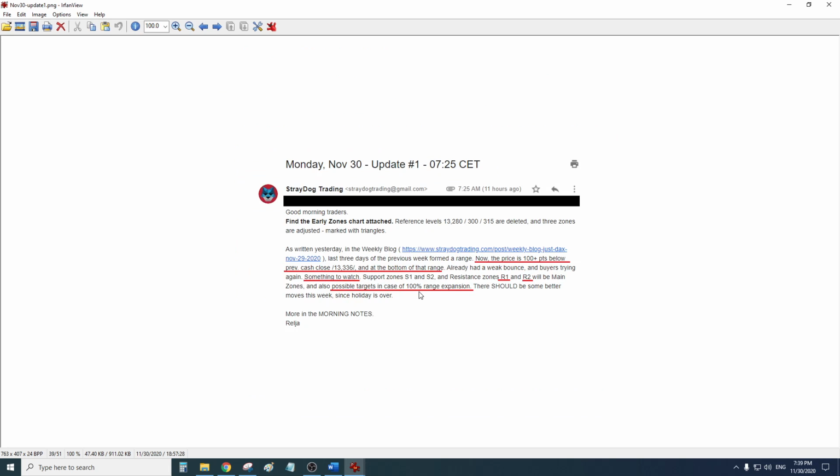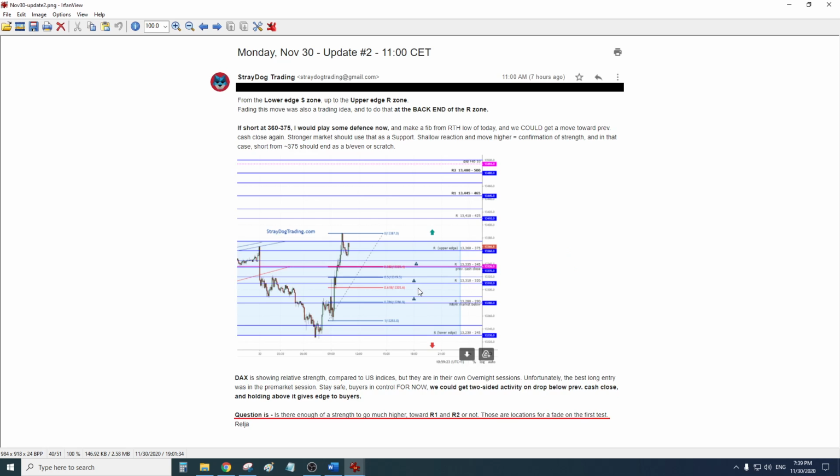This was the email update number 1 with the price below the previous cash close, and with the idea of possible targets of 100% range expansion would be the R1 and R2 zone. Next update was this, and it was at 11 with the idea that stronger markets should use this pullback toward the gap fill and toward this support zone.